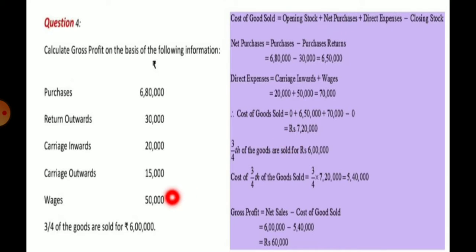Here it is mentioned that 3/4 of the goods are sold for 6 lakh. The cost of 3/4 of goods will be 3/4 multiplied by cost of goods sold 7,20,000, which is equal to 5,40,000. So the gross profit will be net sales less cost of goods sold, 6 lakh less 5,40,000, and this is 60,000.